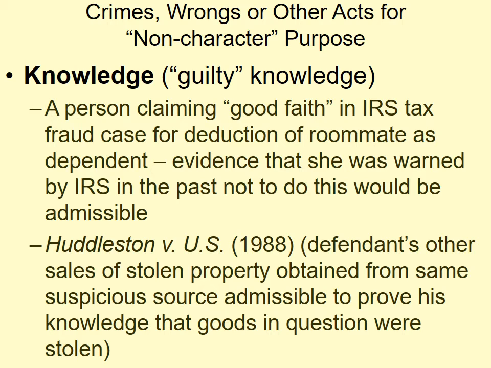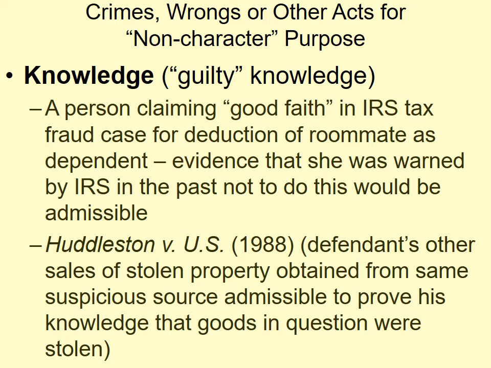As you're going to see, in Huddleston, the defendant was charged with trying to sell stolen property, and the court admitted evidence that he had sold other stolen goods in the past that he had in fact gotten from the same source. The permissible purpose under which this was admitted was to show his knowledge that the items were stolen, because his defense in the case at hand was that he had no idea that those items he was trying to sell were stolen. So Huddleston is a great example for the letter K for knowledge.